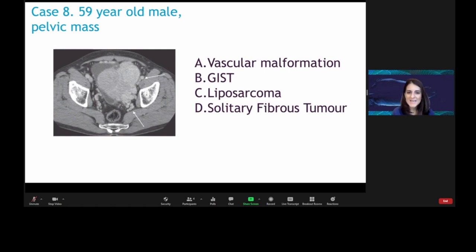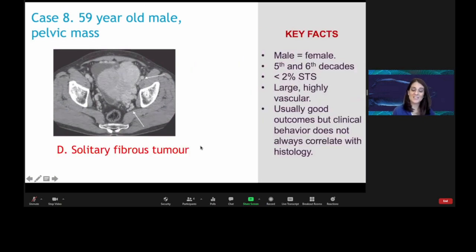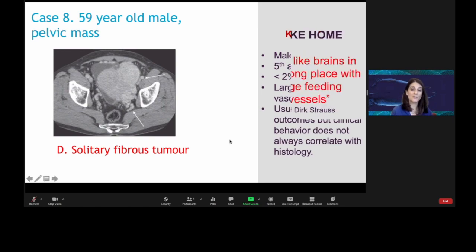Okay, mainly a vascular malformation. I think that's a very, very reasonable assumption. Actually, this was a solitary fibrous tumour. And now that you've seen it, if you ever see one again, you'll think of them again because they nearly always look like this. It's a type of sarcoma. They're nearly always more than 10 centimetres as they present, and they have very, very big feeding vessels. And the patients actually tend to do quite well after resection.